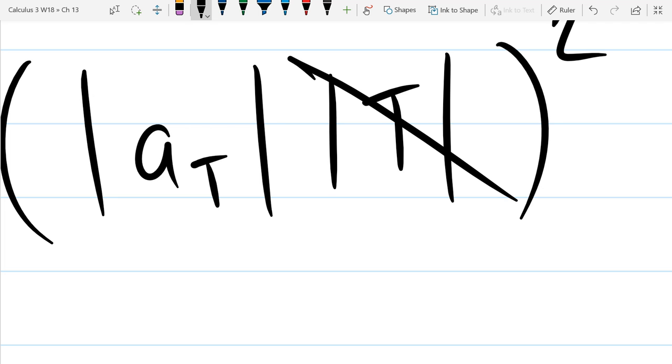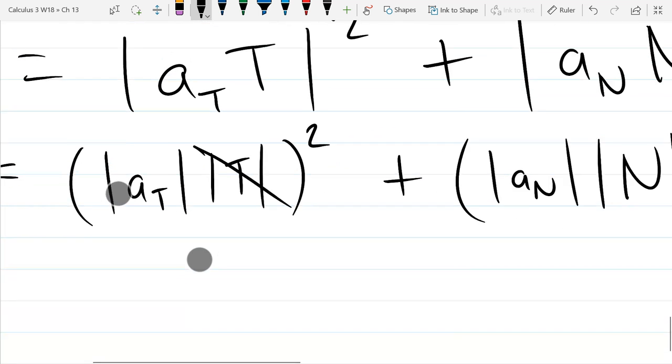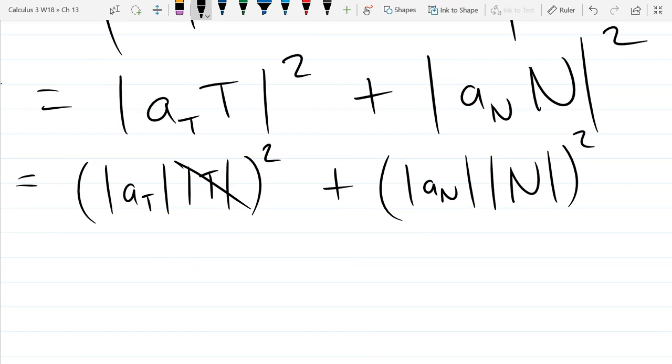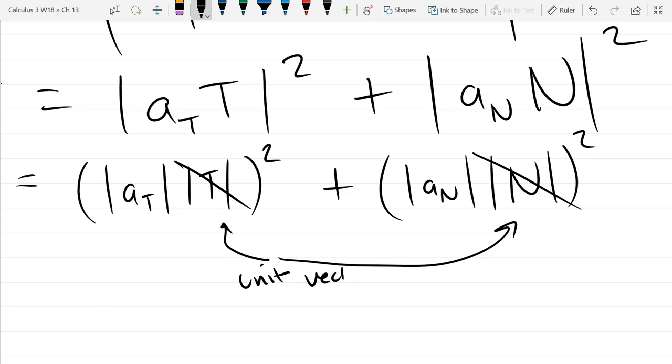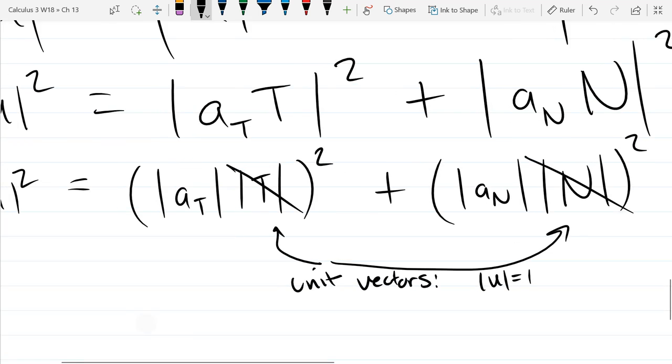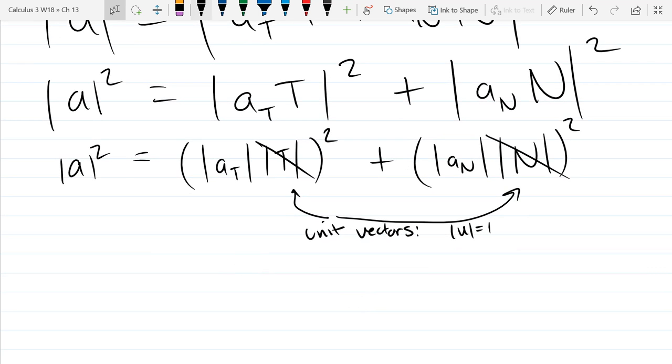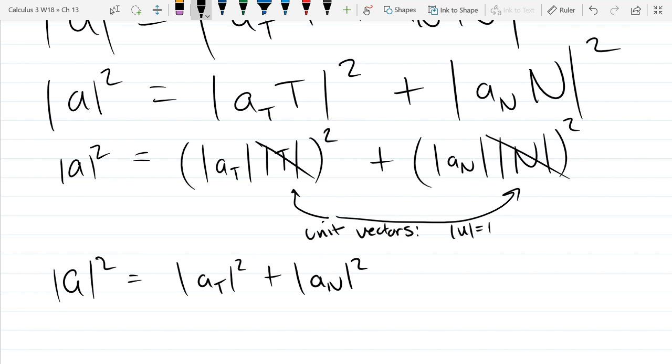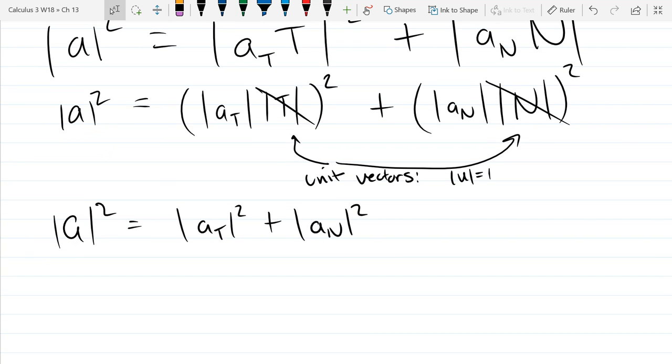So multiply it by anything, you get A_T, same thing. N points a different direction, but N is also unit, so the magnitude of N is also 1. So I'm crossing them out because they're unit vectors. That meant their magnitudes were both 1. And we just get A_T squared plus A_N squared equals A squared. And depending on what you need, if maybe you know two of them and you want the third, we'll just go ahead and solve for the A_N.